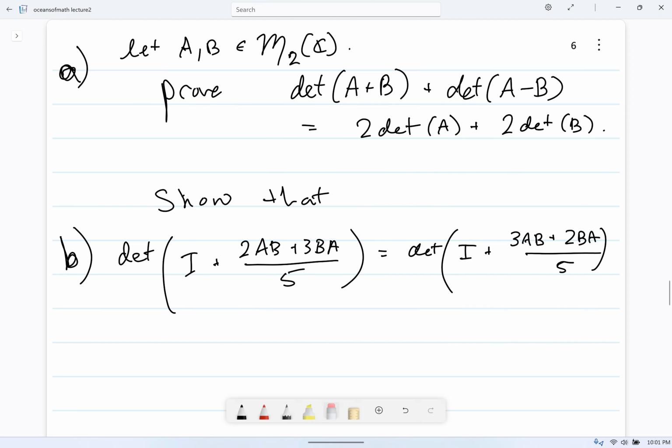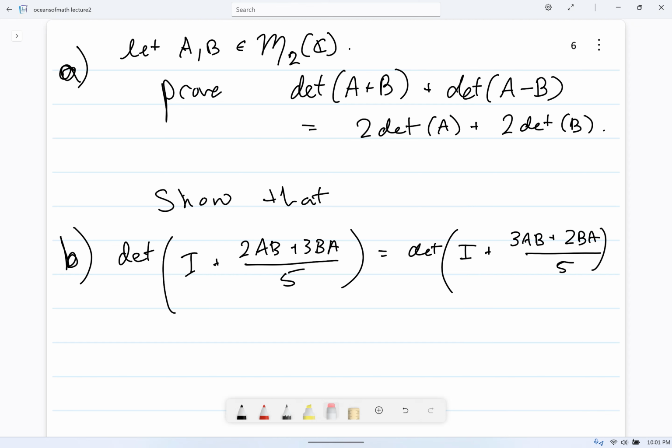Alright, so today we're going to cover two problems in linear algebra. We have two matrices A and B that belong to M2 of C, that is the set of 2 by 2 matrices with complex entries. The first problem is to prove that determinant of A plus B plus determinant of A minus B is equal to 2 determinant of A plus 2 determinant of B.